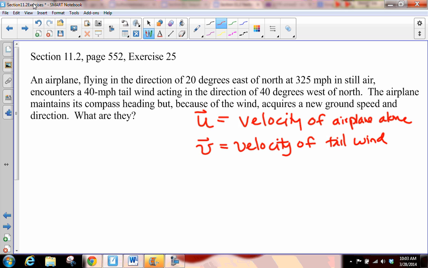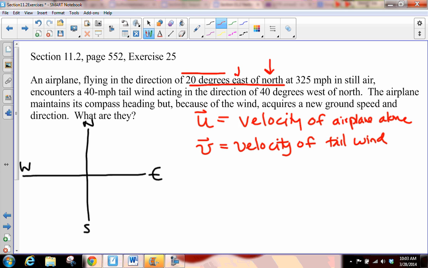And then I think whenever we're doing problems with vectors, it's really important to draw a picture. So in this case, we're going to label our axes north, south, east, and west. And that u vector, the velocity of my airplane, is going to make an angle of 20 degrees east of north. Now, when you encounter a direction like this, you want to start with the second direction, which is north, and then you're going to move 20 degrees towards the east. So I'm going to start here at north, but I'm going to move 20 degrees to the east, and that's where my vector u is going to be.